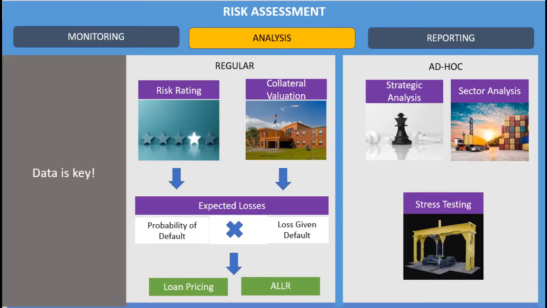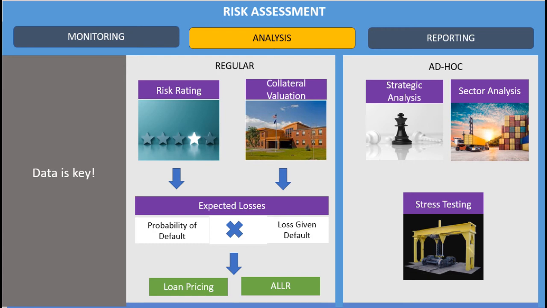The next category of risk assessment is analysis. This includes ongoing as well as ad hoc analysis that supplement the regular ones. Loan-level risk ratings are completed periodically, generally quarterly, which helps determine expected losses. Risk ratings are converted into probability of default, and loss given default is the uncovered portion of loan balance after liquidating collateral.